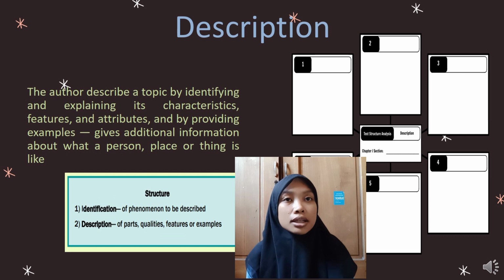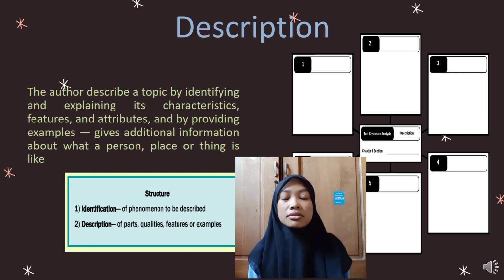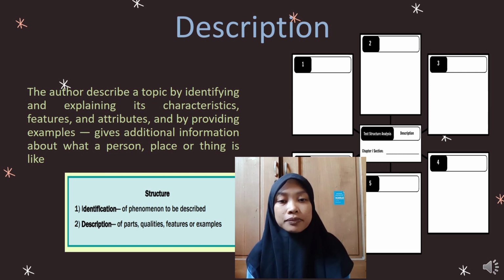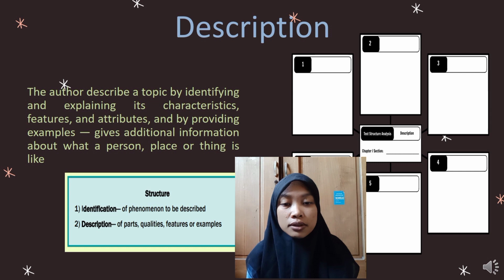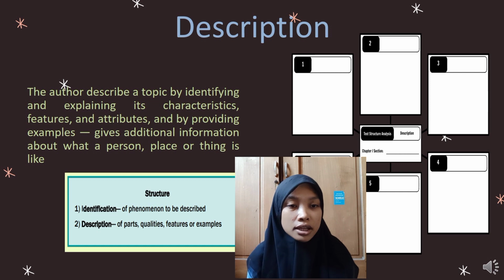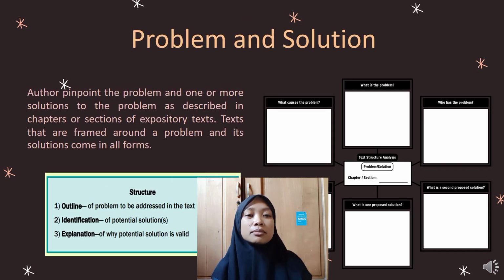The third type is description. In this description text, the author describes a topic by identifying and explaining its characteristics, features, and attributes, and by providing examples, and gives additional information about what a person, place, or thing is like. The structure is two parts. The first is identification of the phenomenon to be described, and the second is description of parts, qualities, features, or examples.